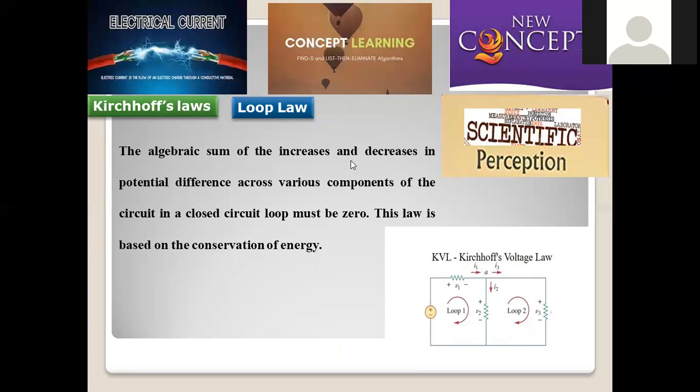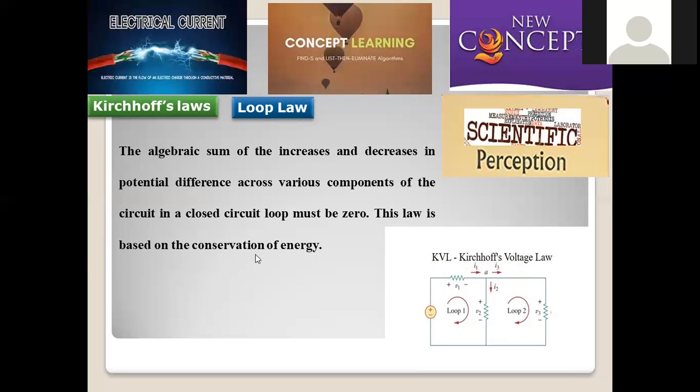The algebraic sum of the increase or decrease in the potential difference across the various components of the closed circuit loop must be 0. Let us repeat one more time. The algebraic sum of increasing or decreasing the potential difference, how much the potential difference is changing across the various components in the closed circuit, must be 0. So the change in the potential must be 0. That is taken as the constant value.